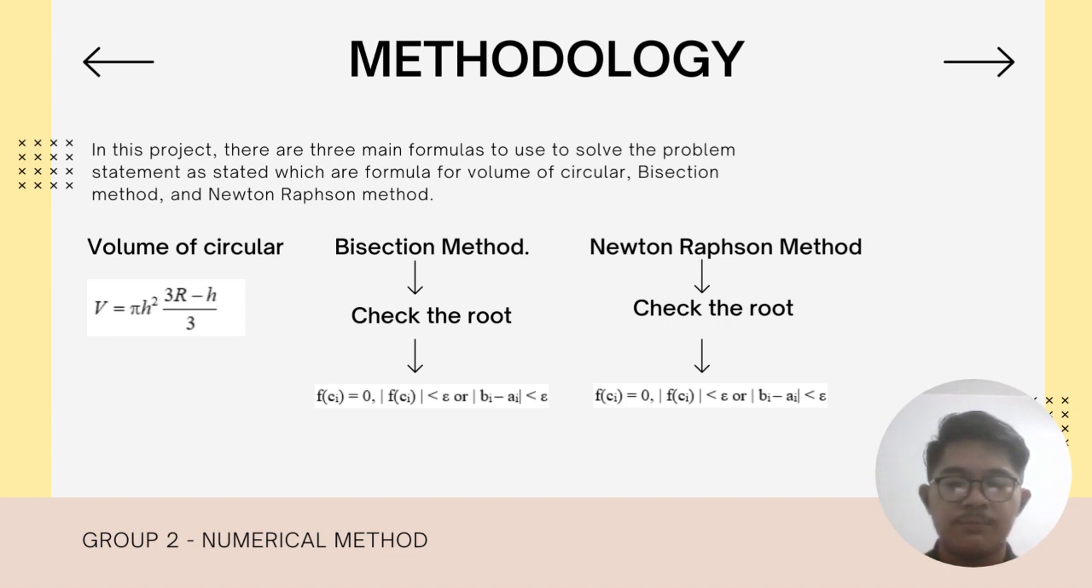For the procedure of the bisection method, we should check the root by taking two points and checking whether they have at least one root between them. After that, we produce the table to find the final answer until the limit reaches epsilon equal to 0.0005, and then we move to the next method, which is the Newton-Raphson method.